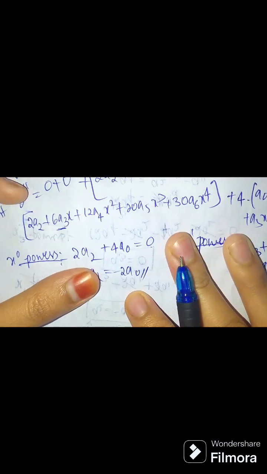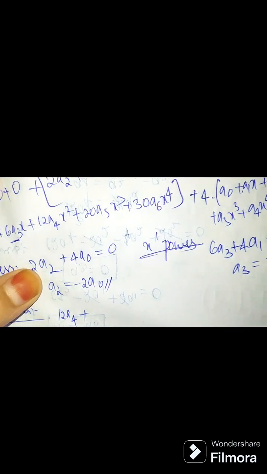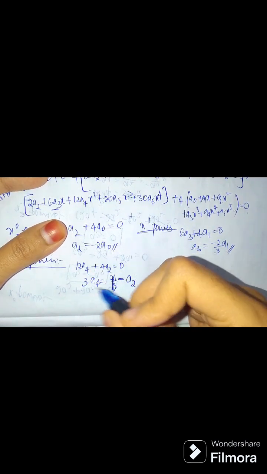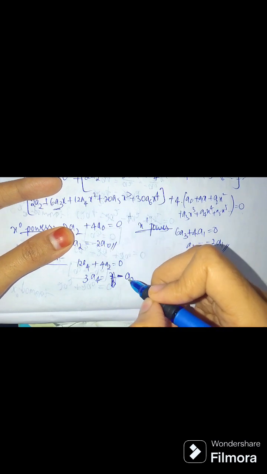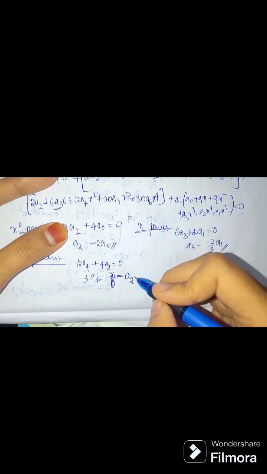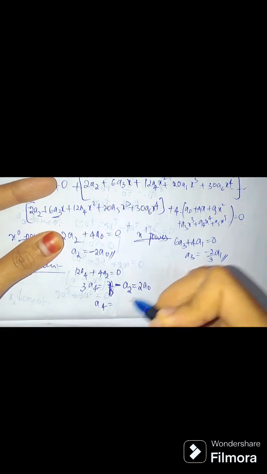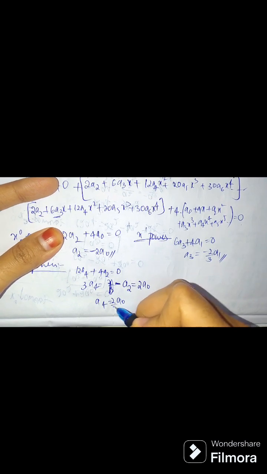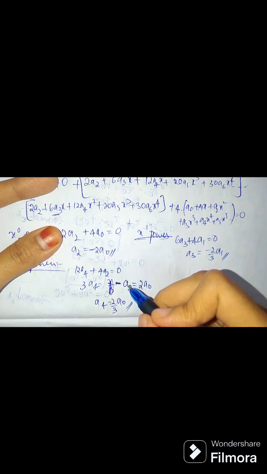Next we'll see x square powers. That means 12a4 and here 4a2. From here I'll take a4 common, so I'll get 3a4 is equal to minus a2. What is my a2 value? Minus 2a0. Minus and minus become plus, so a4 will be 2 by 3 a0. Everything we should convert to a0 or a1, so I'm not leaving it here, I'm further converting.